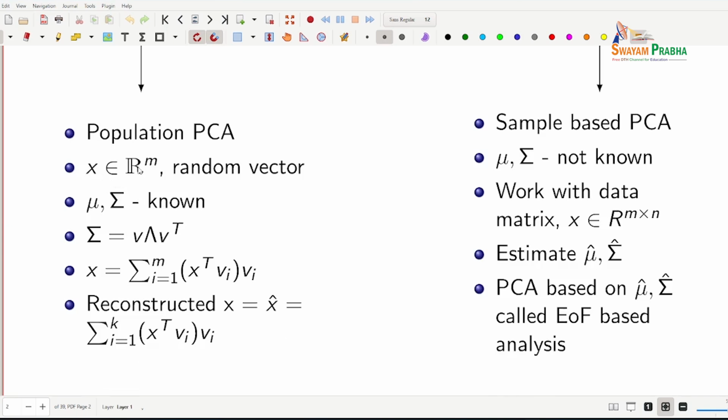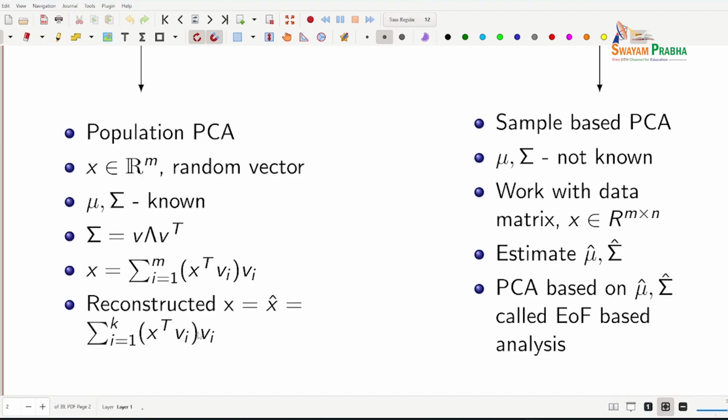Here I am assuming X is a vector, mu and sigma, the mean and the covariance are known, and sigma is SPD. We then do an eigen decomposition, then we project X onto the eigenspace. So we get a new representation of X in the orthogonal basis formed by the eigenvectors. From here I am going to reconstruct the signal, reconstruct X which is X bar. I am using K components.